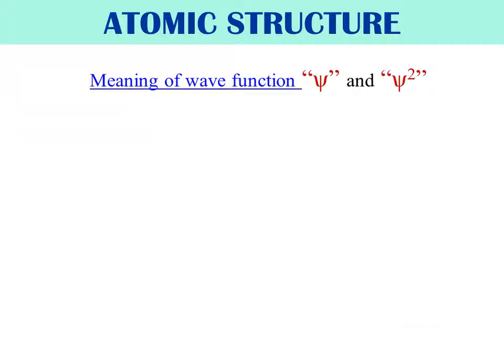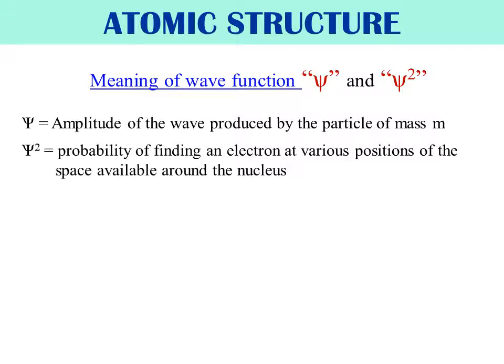Now coming to the meaning of the wave function psi and psi square. Both have different meanings. What's the meaning of psi? Psi is basically the amplitude. As we said previously, it's an equation, but since it's a wave, it should have an amplitude, since waves do have amplitude. So psi reflects the amplitude of the wave produced by the particle of mass m. And what is psi square? If I square it, the meaning is basically the probability.